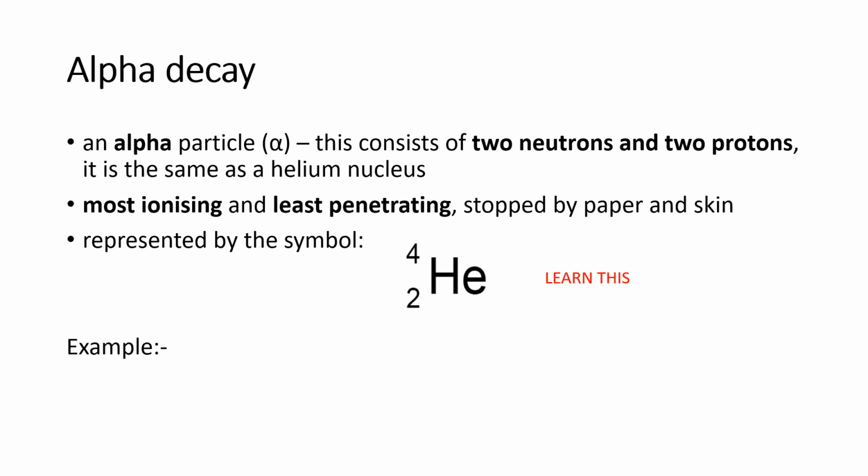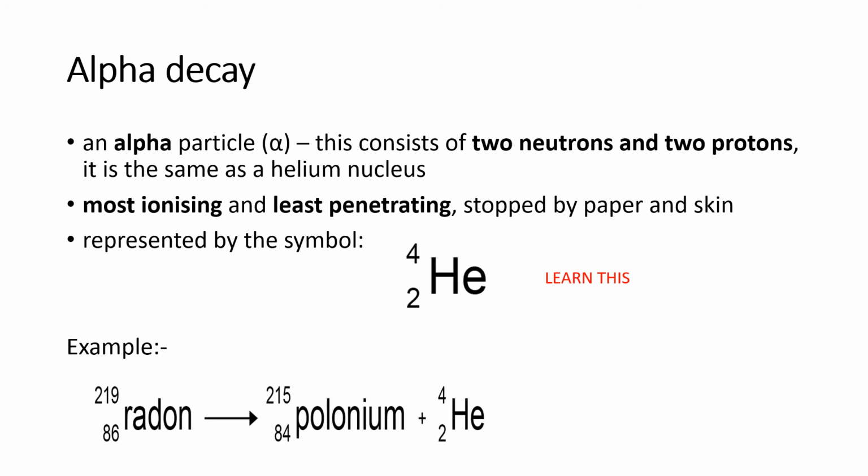An example of alpha decay is radon decaying to polonium. Look at the numbers on the top. The numbers before the arrow have to equal the numbers after the arrow. So 219 equals 215 plus 4. And the same for the numbers on the bottom. 86 has to equal 84 plus 2. The part you have to learn is the ⁴₂He. The rest you can work out.